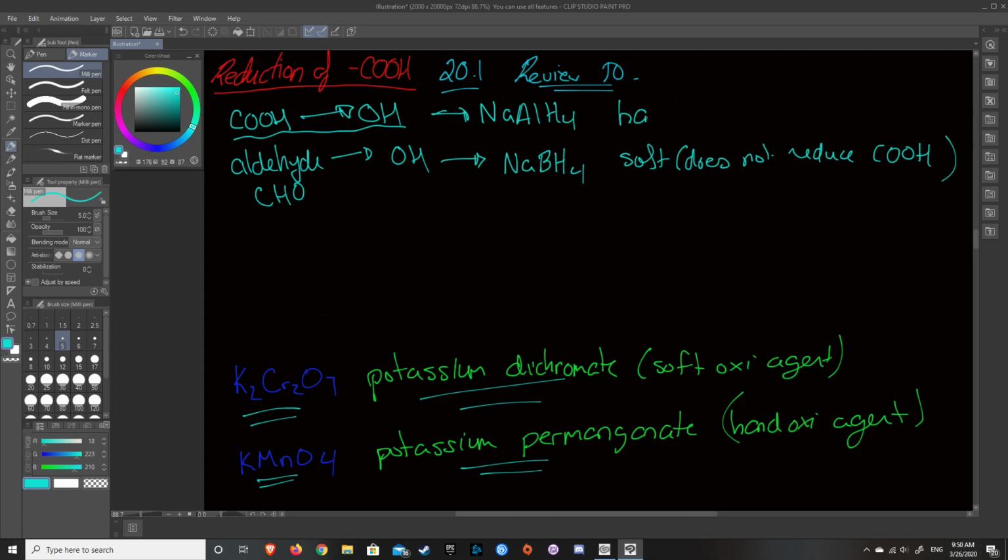And this one is a hard one, so it reduces COOH to an alcohol. So we've got two different things right here. We've got another hard and soft. Down here we've got a soft and a hard reducing agent. So I'm going to do a question. I'll show you where this can come in handy.